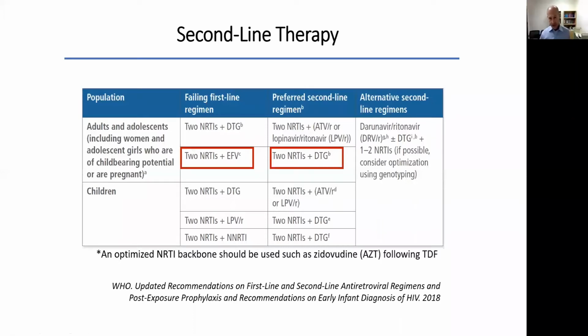But this recommendation is currently still being debated because tenofovir is actually much better tolerated than AZT. And as I showed on the previous slide, even in persons with virological failure on a tenofovir-containing regimen, there is rarely high-level tenofovir resistance. In addition, with the introduction of TAF, which is 4 to 5 times more potent than tenofovir, I'm sure that these guidelines will be revisited.